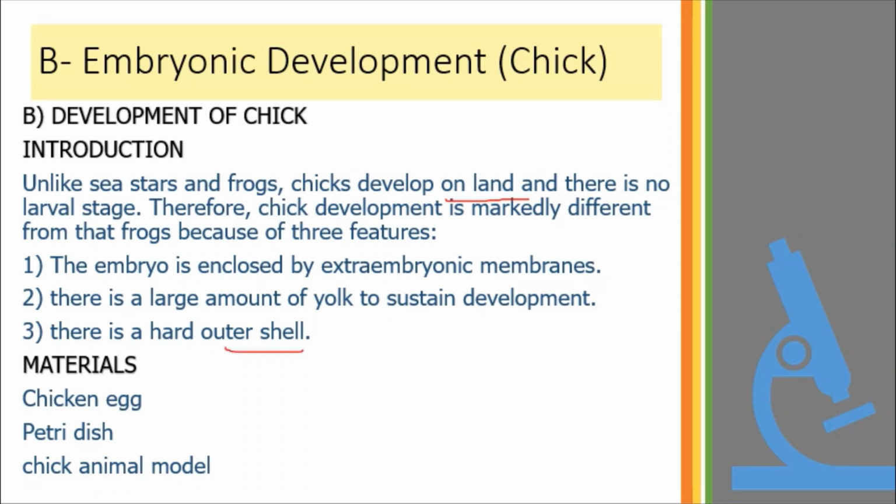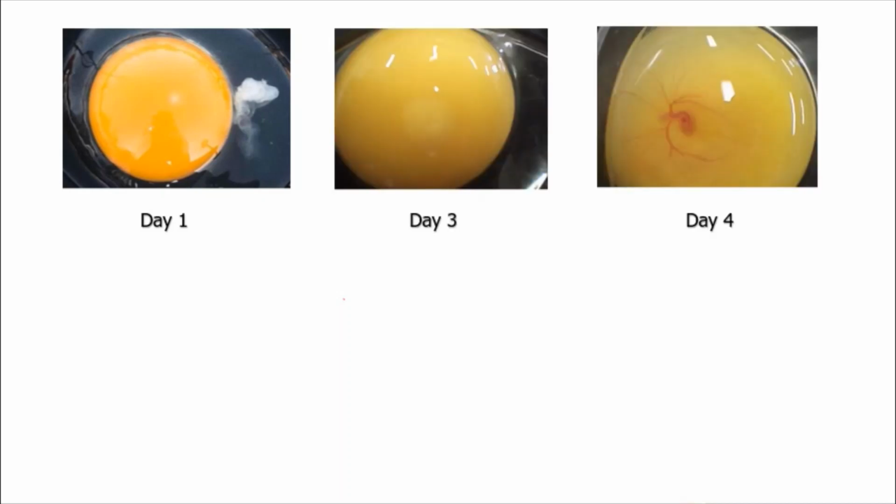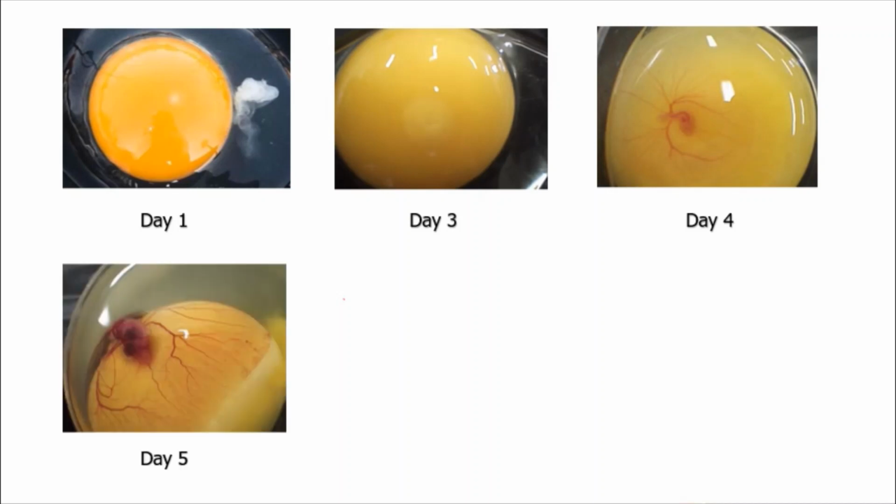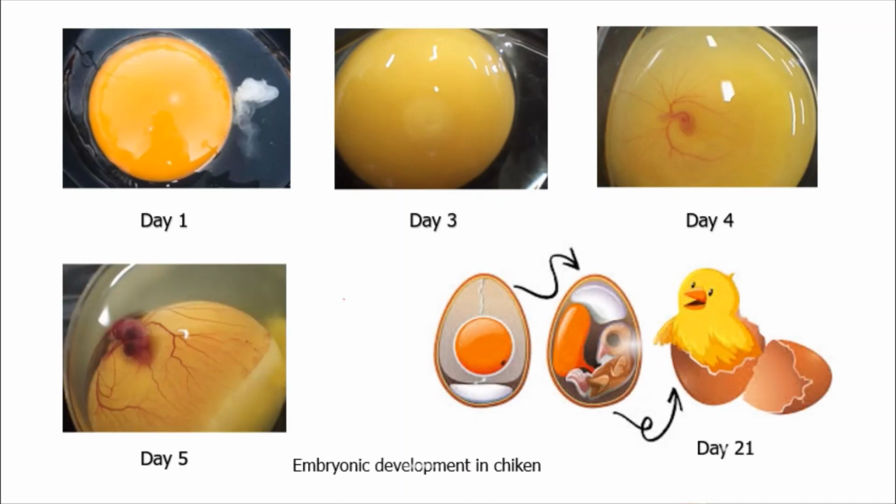Materials needed are chicken egg, petri dish, and chick animal model. Here is day 1 of the yolk, which has a blastodisc with the nucleus. Day 3, day 4, day 5, and after 21 days, the chick will hatch from the egg.